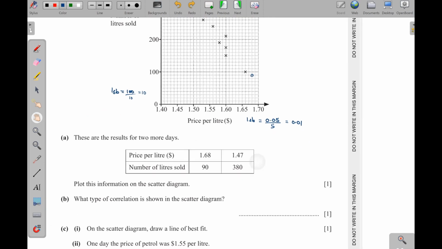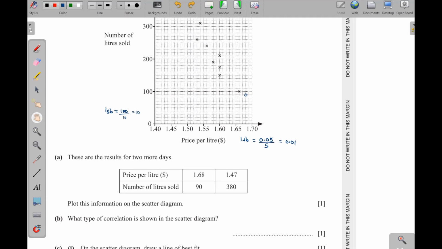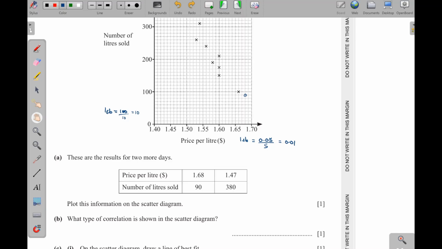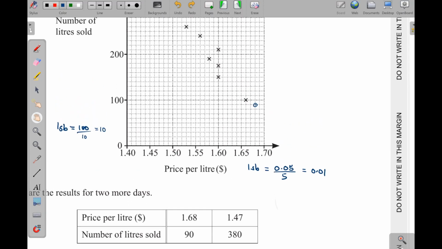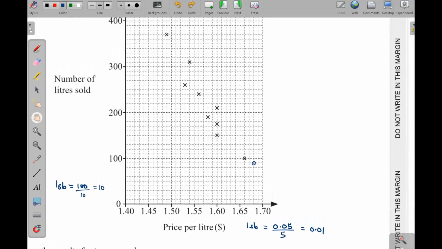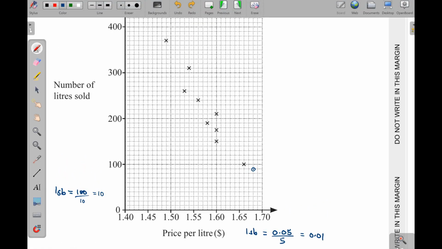Then next, we are going to have 1.47 and then 380. 1.47 and 380. 1.47, we shall go 2 more here, and then 380. So we move 8 there. So it will be here. That is the point there.